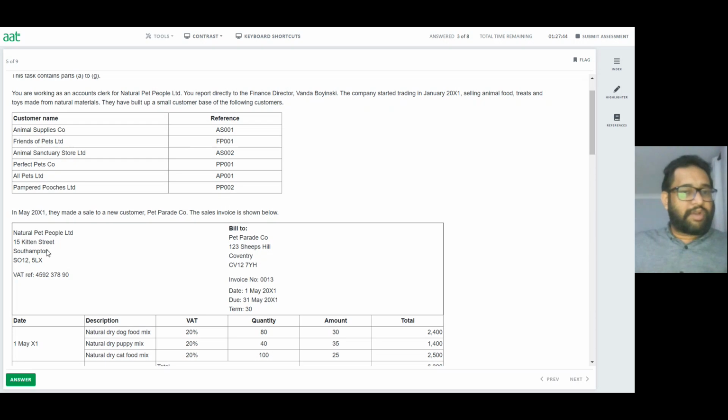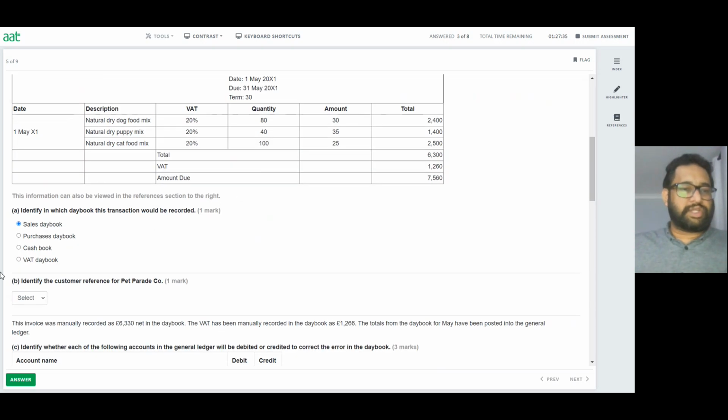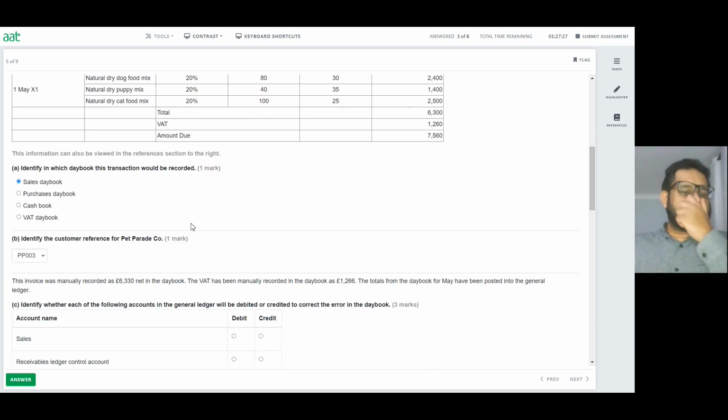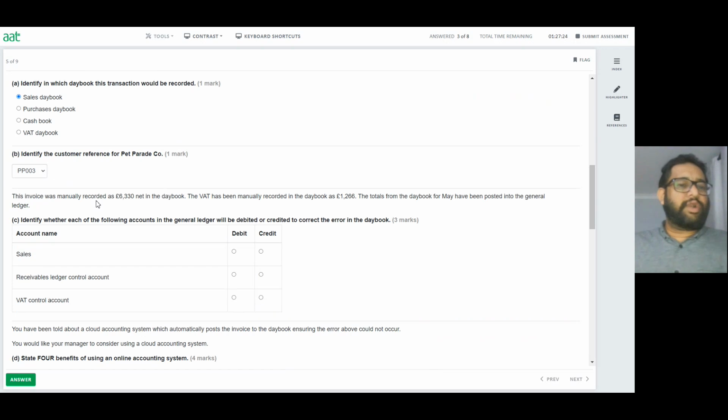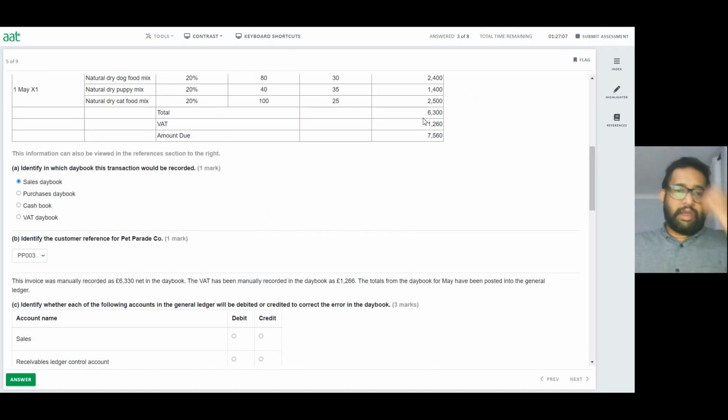In this scenario, we have to look at it. Pet Parade Company is going to be PP, and the next on the line is going to be 003. So we're going to choose PP003 as our company code. And then they're asking you further down, the invoice was manually recorded as £6,330 net in the day book, and the VAT manually recorded as £1,266. So what is going to be in our invoice here? 6,330.